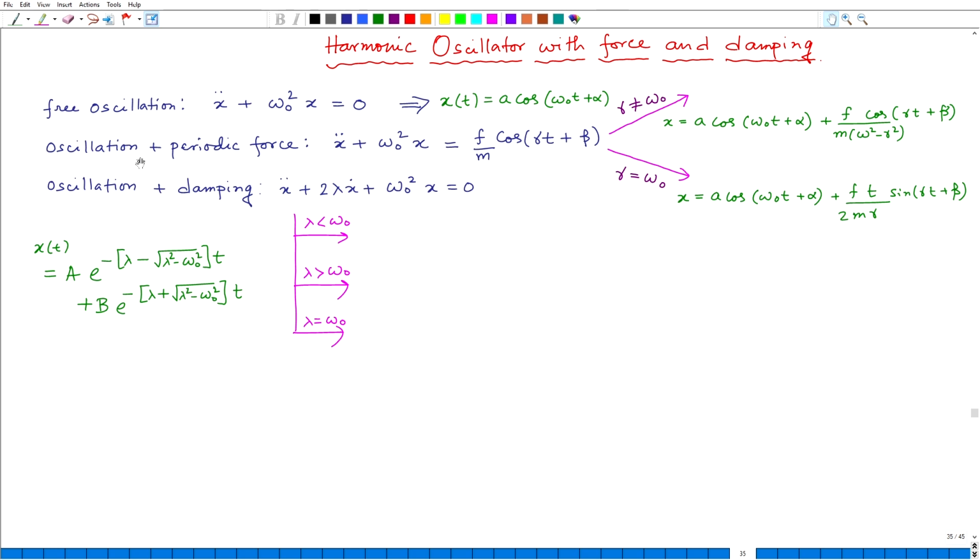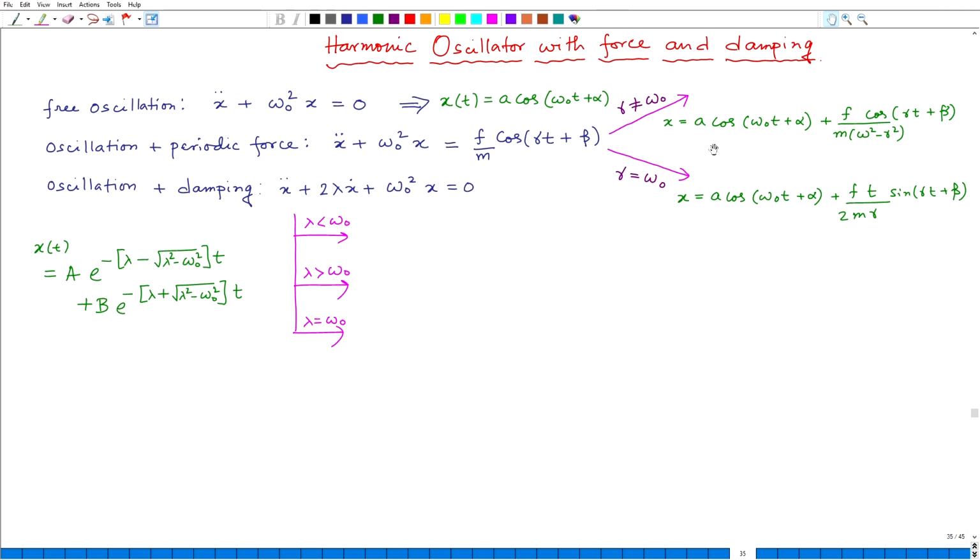Then if the oscillator is subject to a periodic force of amplitude f, with a frequency gamma and an initial phase beta, the resulting equation is x double dot plus omega 0 square x equals f by m cos of gamma t plus beta, which is no longer a homogeneous equation. We then have to consider a particular integral and a complementary function, and your total solution will be a superposition of those two.